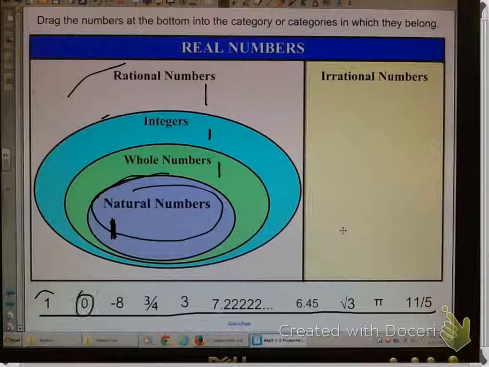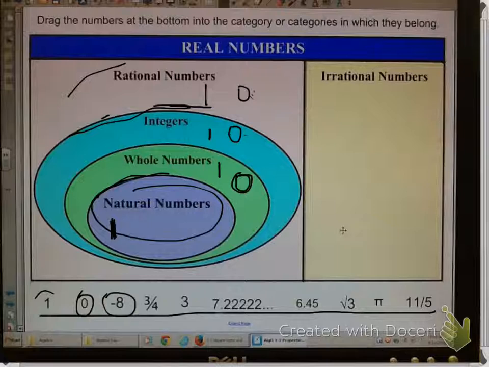Looking at the number 0. Okay, 0 is not a natural number. We don't naturally count 0, but it is a whole number. If it's a whole number, then it's also an integer, a rational number, and of course a real number. And I really don't need to write it in each little circle, because the rational numbers include this circle of integers, which includes the whole numbers. So once I write it in here, that includes it in the integers and the rational numbers.